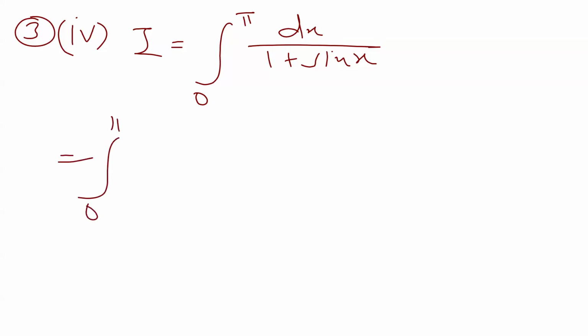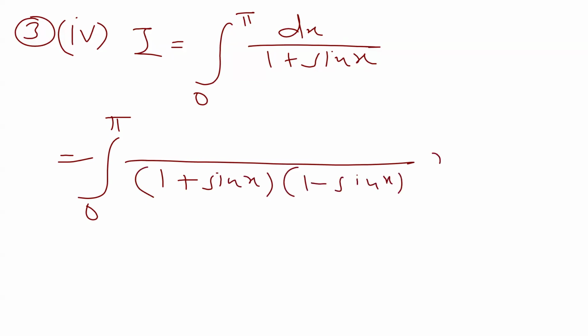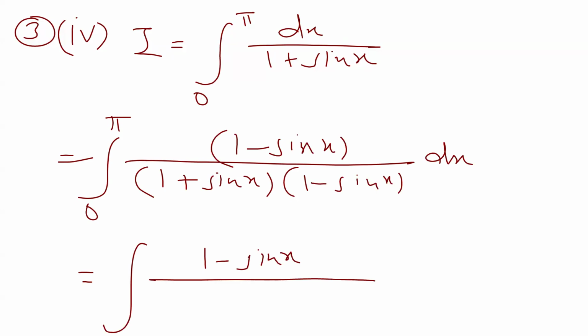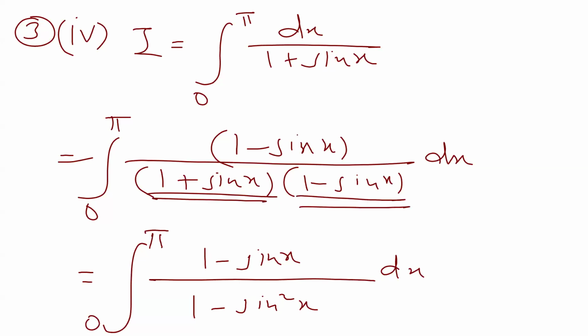Multiply and divide with its rationalizing factor. With 1 plus sin x in the denominator, we multiply and divide with the conjugate, 1 minus sin x. So 1 minus sin x upon 1 minus sin square x, using a plus b into a minus b.